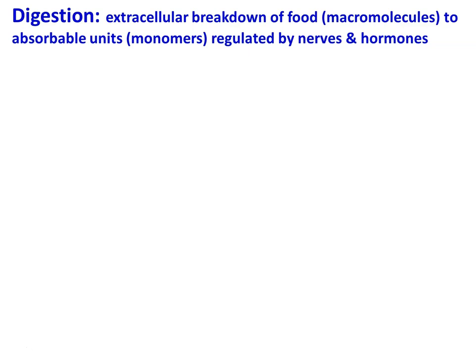And what that means is I'm breaking down food outside of the body. Okay? And so remember, inside of my mouth and in the lumen of my digestive tract, that is really outside, hence this word extracellular, right? So I'm going to break down my macromolecules into monomers, because in order for me to absorb molecules, they have to be small, okay? And the digestive process is regulated by nerves and hormones.